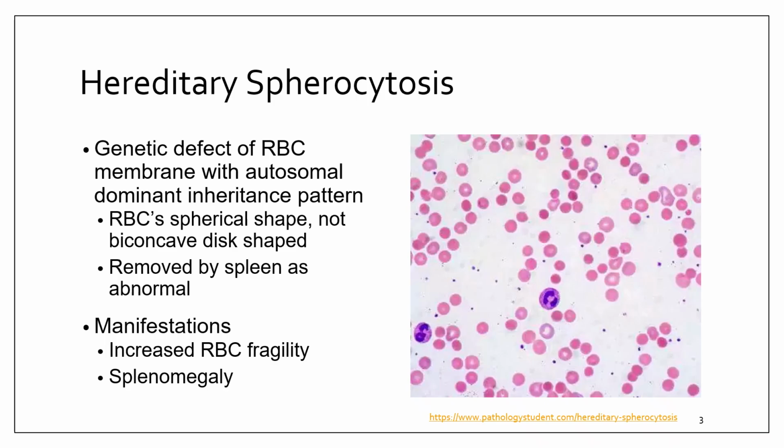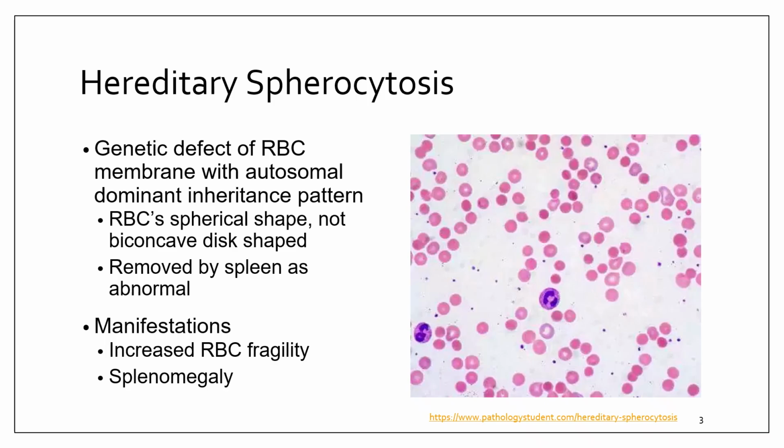Now let's move into hereditary spherocytosis, one of the classic membrane defect hemolytic anemias, and one that's very recognizable under the microscope. Hereditary spherocytosis is caused by a genetic defect in the red blood cell membrane. Most cases follow an autosomal dominant inheritance pattern, meaning only one abnormal gene copy is needed for the disease to appear. The defect involves membrane proteins such as spectrin, ankyrin, band 3, and protein 4.2.